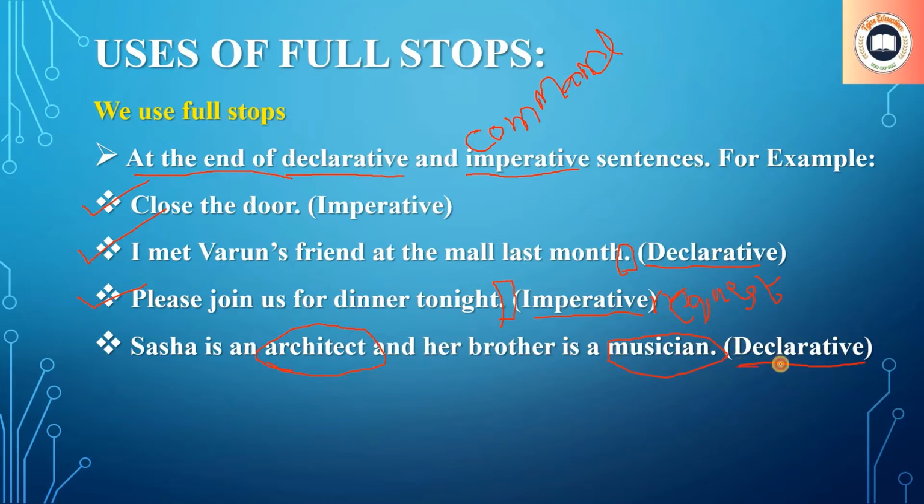So this kind of sentence is a declarative sentence, and at the end of a declarative sentence we place a full stop. Since this sentence is a declarative sentence, we place a full stop. Okay, I hope you understood. So please remember that at the end of declarative and imperative sentences we place a full stop. Hope this is very clear to you. Let's move on to the next few uses of full stop.